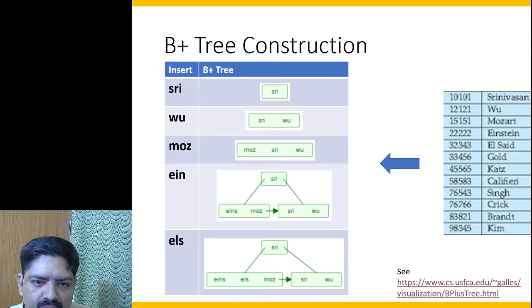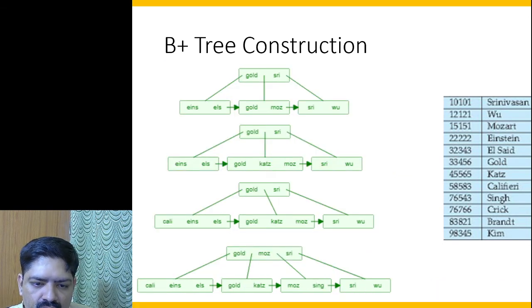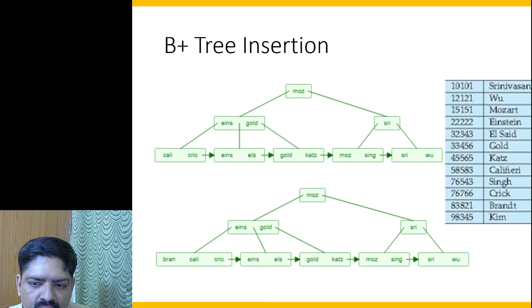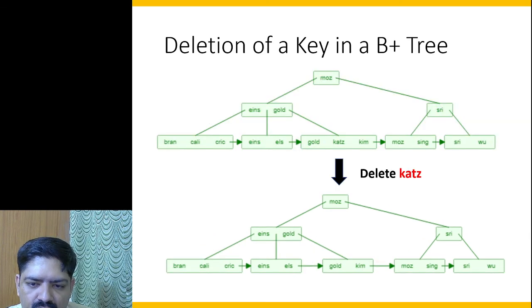So here is an example. Initially, I insert Sri, then I insert U, then I insert Mozart. So everything so far is good. Note that they are getting inserted in order. And then when I insert Einstein, assuming my fan out factor is only 4, I cannot add Einstein at the end, so I have to break it. So I keep Sri in the middle and have these two as the child nodes, and this continues from here. So we saw this with the visualization of how the insertion and deletion works.